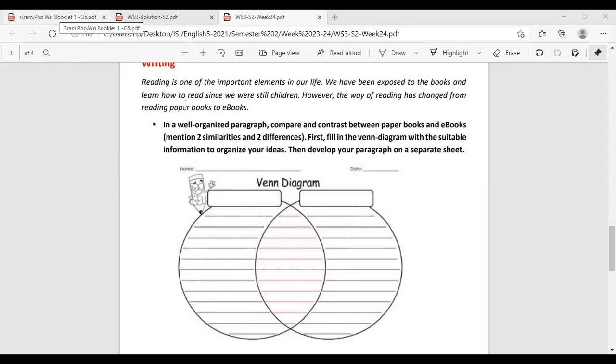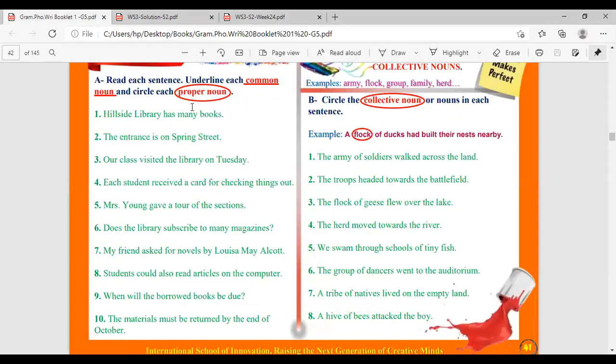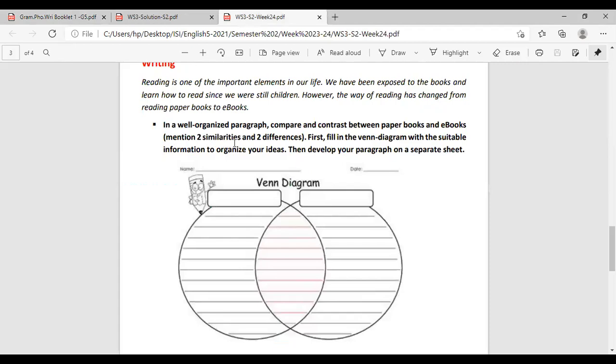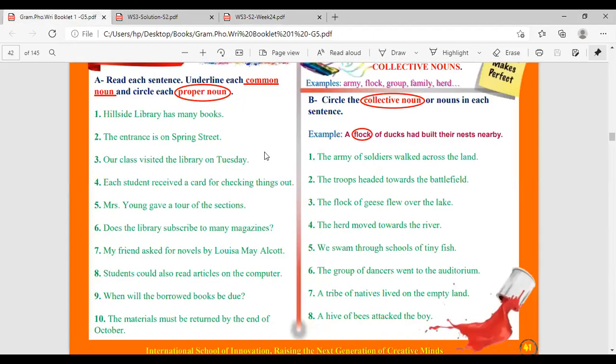And now it's time to move to the grammar. Another question: how many similarities and differences do we need to write? When you read the prompt, I specified for you: mention 2 similarities and 2 differences. Miss, can we do it today? You have today and tomorrow, because on Thursday we have the last session.